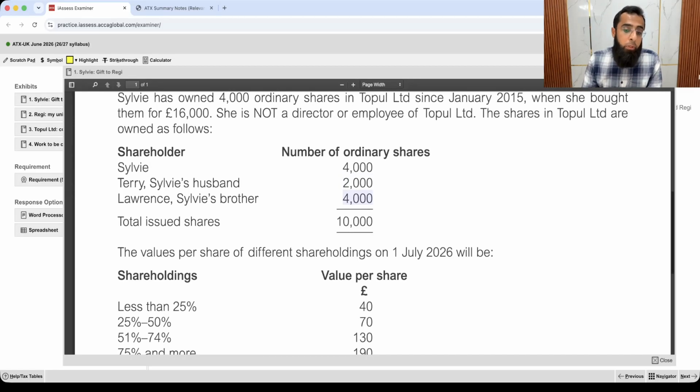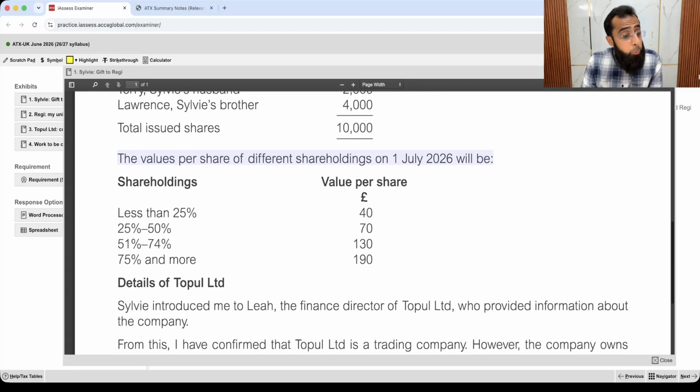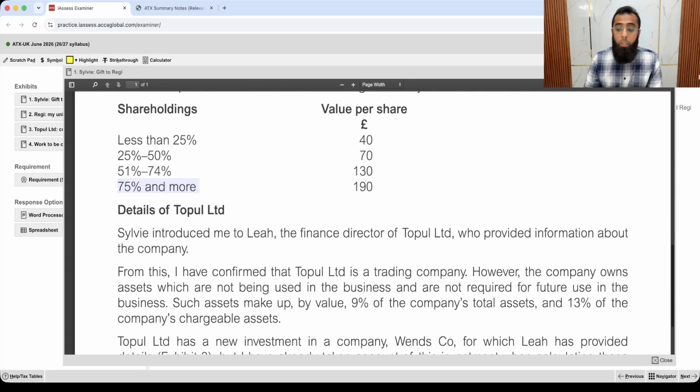Then Lawrence, his brother, owns 4,000 shares, so total shares are 10,000. The value per share of different shareholdings on 1st July 26 will be: less than 25% shareholding, each share worth £40; 25% to 50%, each share worth £70; 51% to 74%, each share worth £130; and 75% or more, each share worth £190. Because the greater the shareholding, the more powerful each share is.